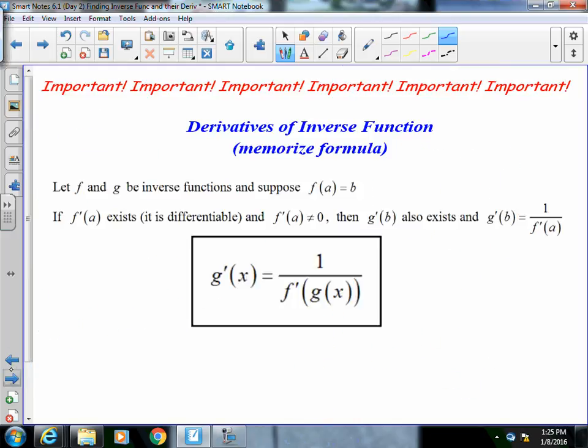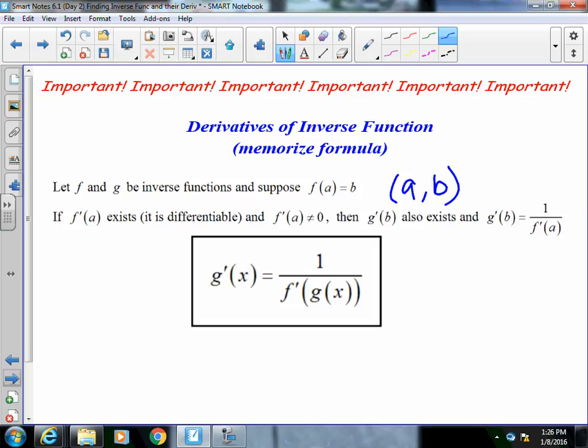Now finally, we have a rule. The reason we have this rule is because sometimes we are unable to find the inverse. A function just has too many y's, or has a y cubed and a y, and nothing will work for us, not even the quadratic formula. So we're going to pretend for a second that f and g are inverse functions, and suppose that f of a equals b.